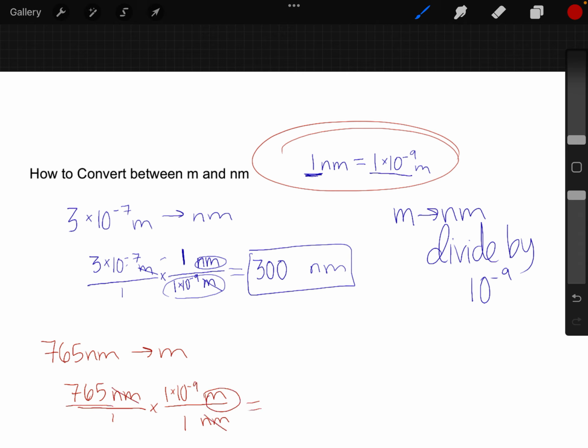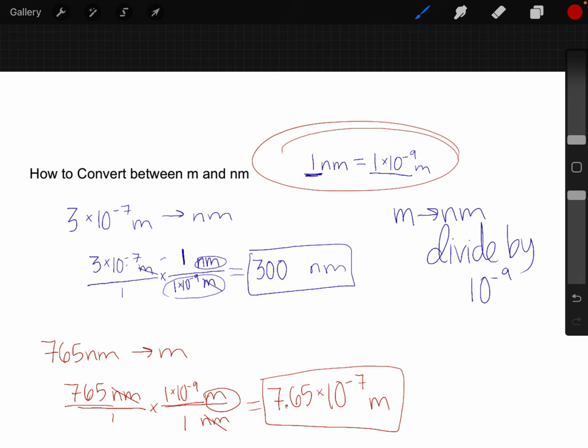And now, since 765 and 1 times 10 to the negative 9th are on the same level, I'm just going to multiply them across. And when I plug that into my calculator, if I'm using my calculator correctly, I should get 7.65 times 10 to the negative 7th meters.